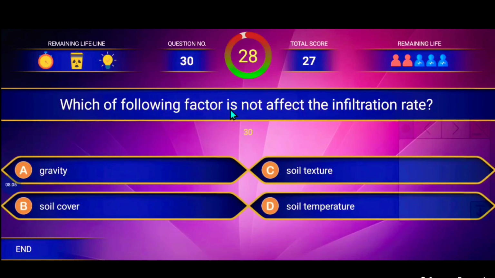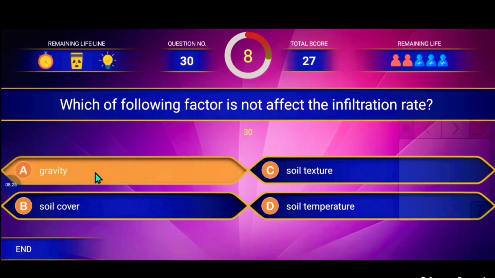It is the last question. Which of the following factors does not affect the infiltration rate? First one is gravity, second one is soil cover, third one is soil texture, and the last one is soil temperature. Gravity doesn't affect the infiltration rate because it's constant. Soil cover, soil texture and soil temperature do affect the infiltration rate.